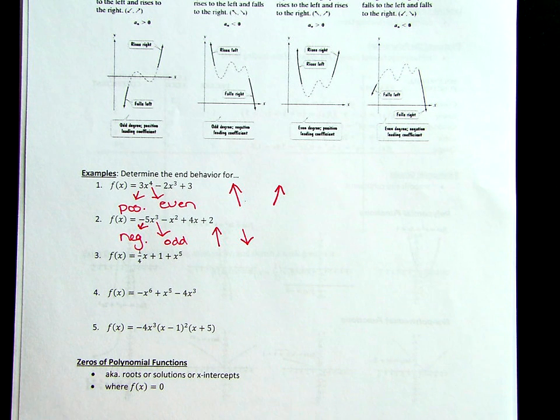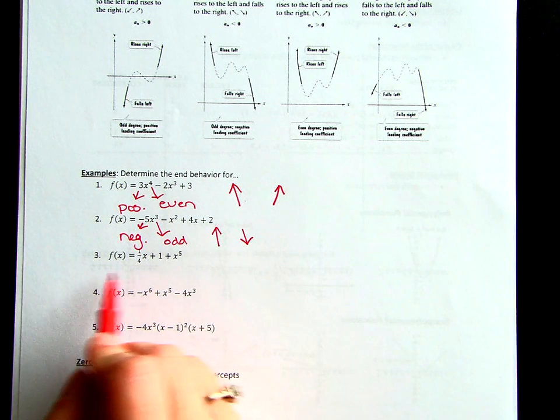Okay. What about number 3? What is our leading coefficient? How do you know that? Because 5 is the base power. That's right. This one isn't written in descending order.